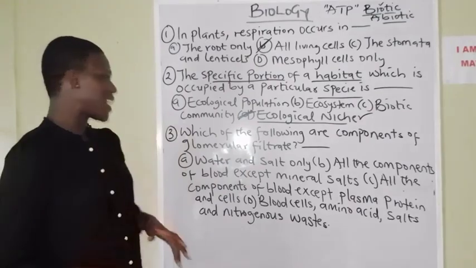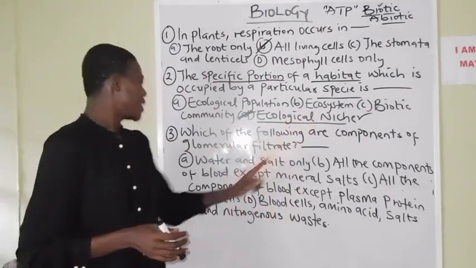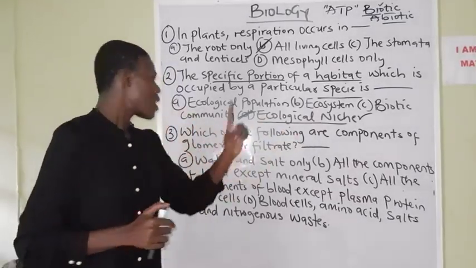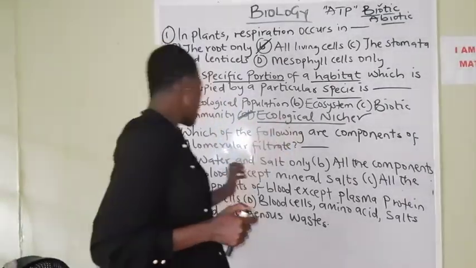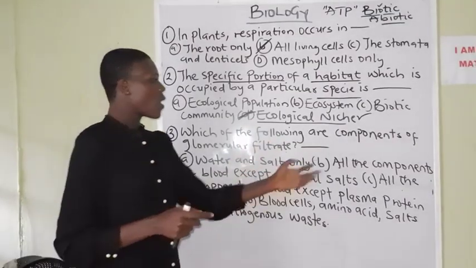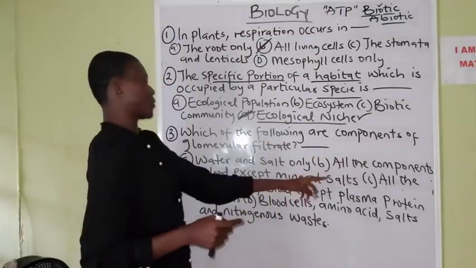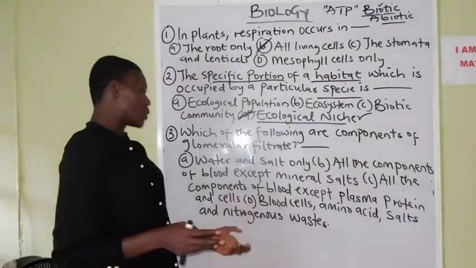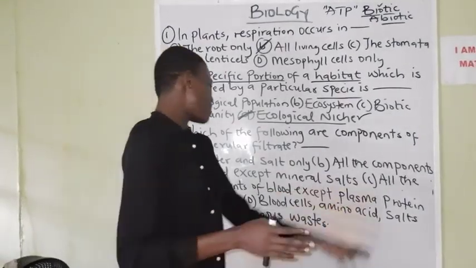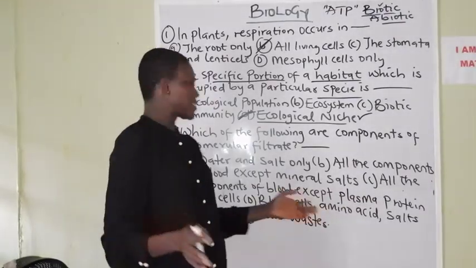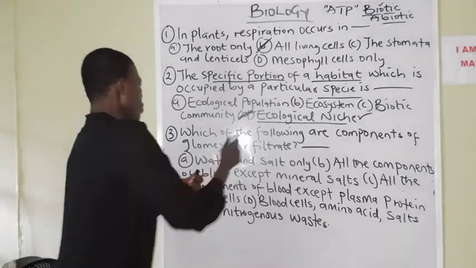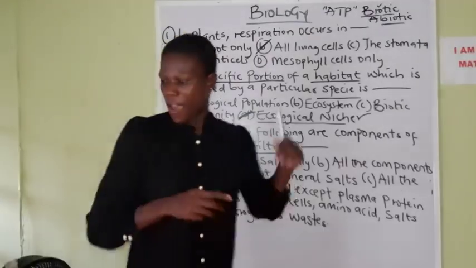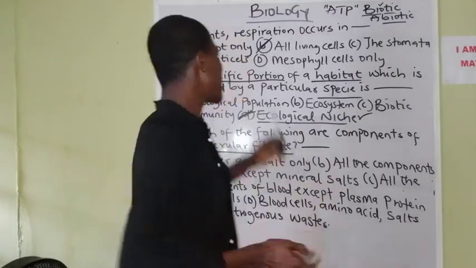Okay, so the next question says, which of the following are components of the glomerular filtrate? A. Water and salts only. B. All the components of blood except mineral salts. C. All the components of blood except plasma protein and cells. D. Blood cells, amino acids, salt, and nitrogenous waste. Now, what you should do is this. First of all, what is glomerular filtrate?